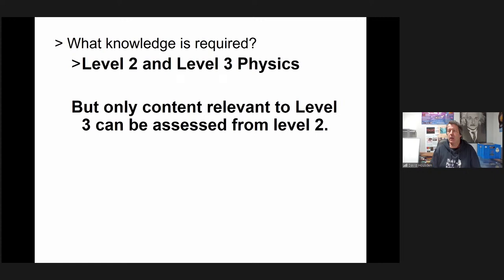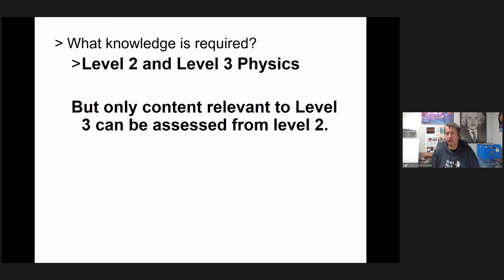This is a question that is often asked about what knowledge is required. This does differ for some subjects. I had a quick look at Dr. Suzanne Boniface's equivalent talk through this series on chemistry scholarship, and some of you might be studying scholarship chemistry. In there, it is everything in the achievement standards at level two and three, but not in physics. It is only content that is relevant to level three that can be assessed in level two.